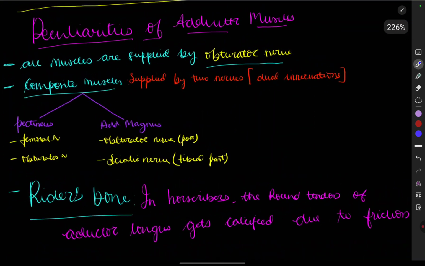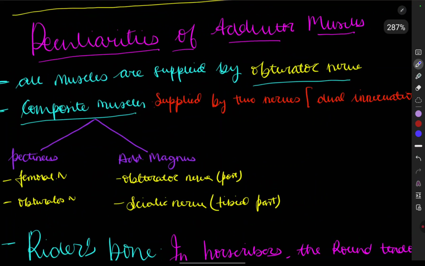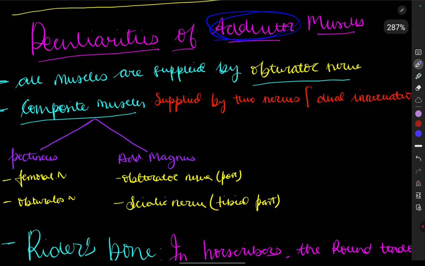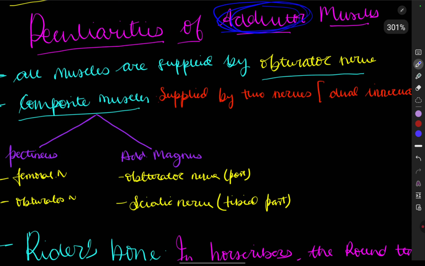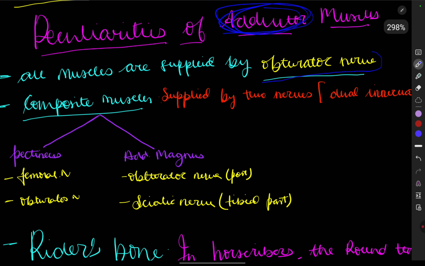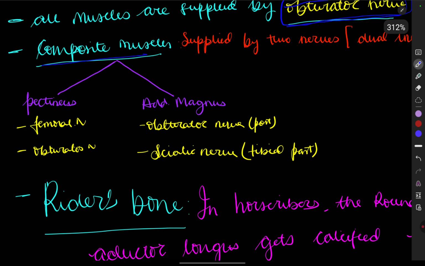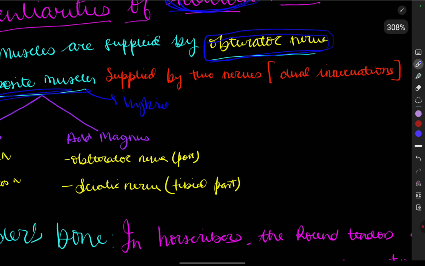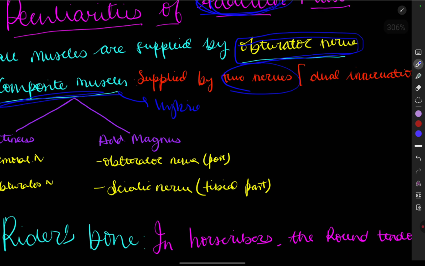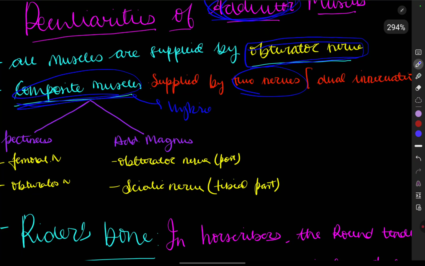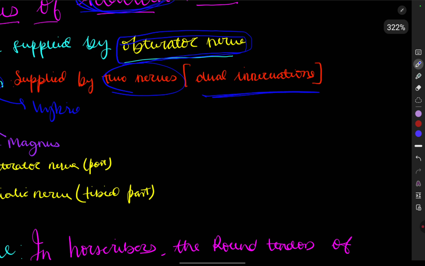So now what are the peculiarities of the adductor muscles, or the medial side of the thigh muscles? All the muscles are supplied by the obturator nerve. What are composite or hybrid muscles? The composite muscles, you can also call them hybrid muscles. They are supplied by two nerves. The muscles which have two nerve supplies are known as the composite muscles, or they have a dual innervation.